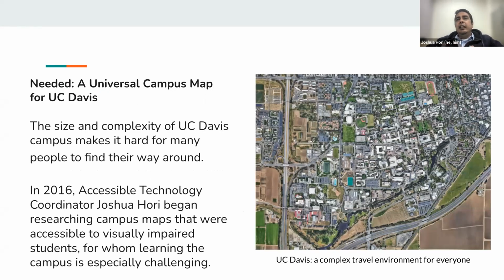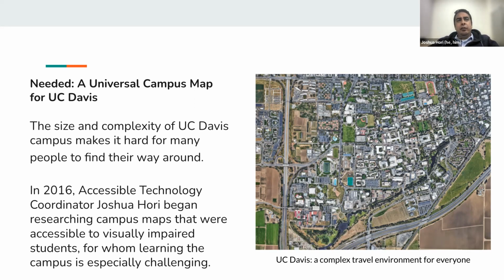So we needed a big universal campus map for UC Davis, and it's kind of difficult to describe. It's very complex because of the size of the campus. As you can see, it's huge. On here, I've got an overhead shot of a Google map of the whole campus with I-80 on the right-hand side and 113 on the left-hand side. And really, there's a lot more shown here than just the campus. There's also the surrounding neighborhoods.